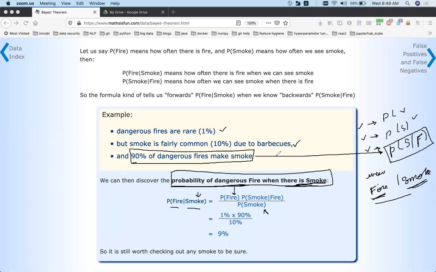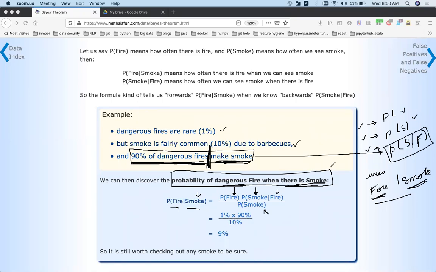Now, if you break this sentence down, 90% of the dangerous fires make smoke. Now, what has already occurred? Dangerous fires, right? So that is what they're trying to explain. So fire has already occurred and 90% of them are making smoke. Does it make it a little bit simpler now? So break this sentence down. If you're getting too confused, 90% of the dangerous fires, which means fire has already occurred. Makes smoke.